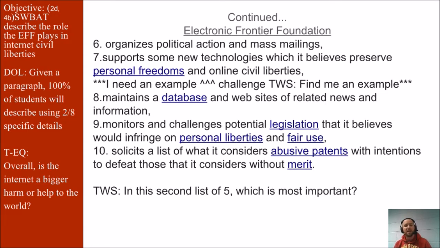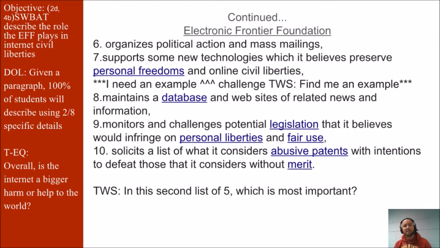Number 8, maintains a database and websites of related news and information. Number 9, monitors and challenges potential legislation that it believes would infringe on personal liberties and fair use. It's as of October 2017 right now. This is something that's in the news very, very much.